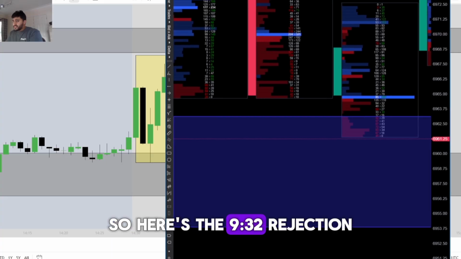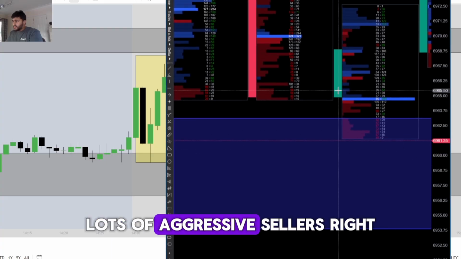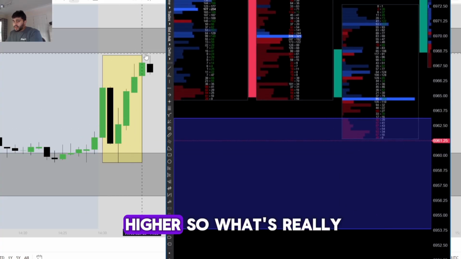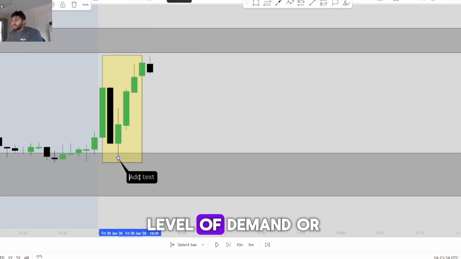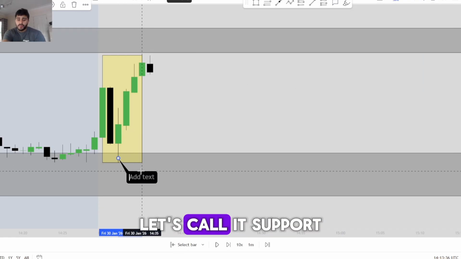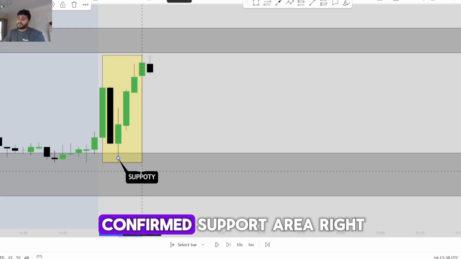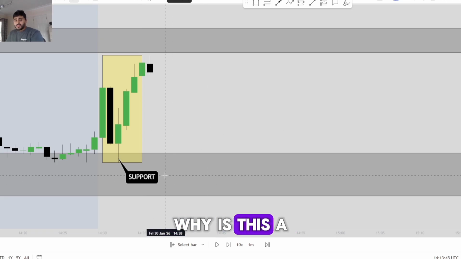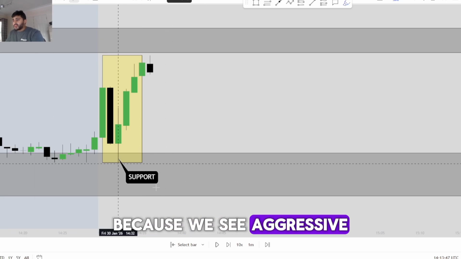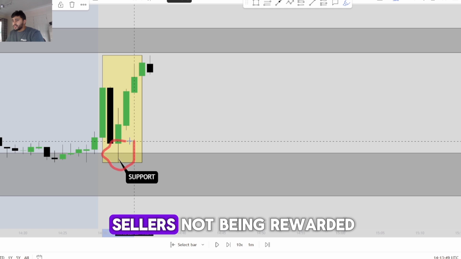So here's the 9:32 rejection. Lots of aggressive sellers, but the market breaks higher. So what's really going on here? This is a confirmed level of demand, or support. Let's call it support. So this is a confirmed support area. Why is that? Let me spell that right. Support. Why is this a confirmed support area? Because we see aggressive sellers not being rewarded.